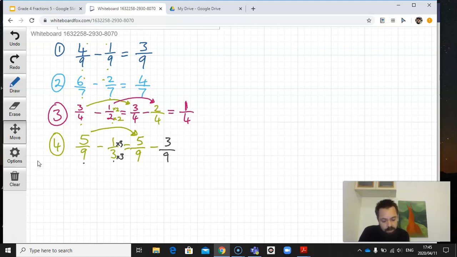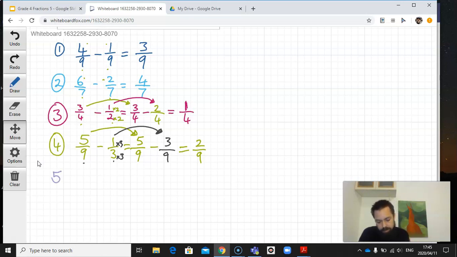Now my denominators are, let me just reinforce that, stays in the same place. Now that my denominators are the same, I can do my subtraction. So denominator will stay the same. 5 minus 3 is 2. There's my answer.